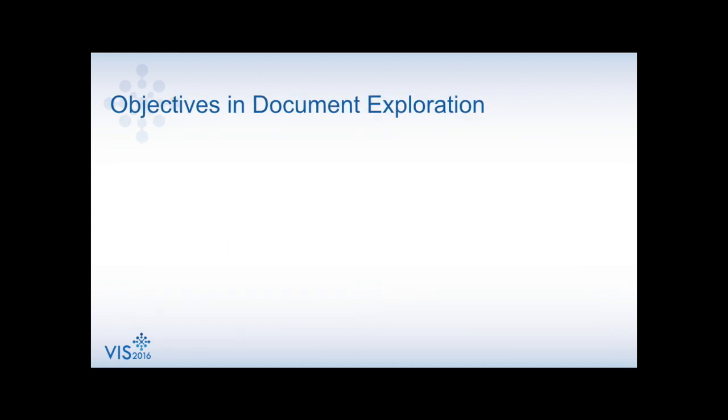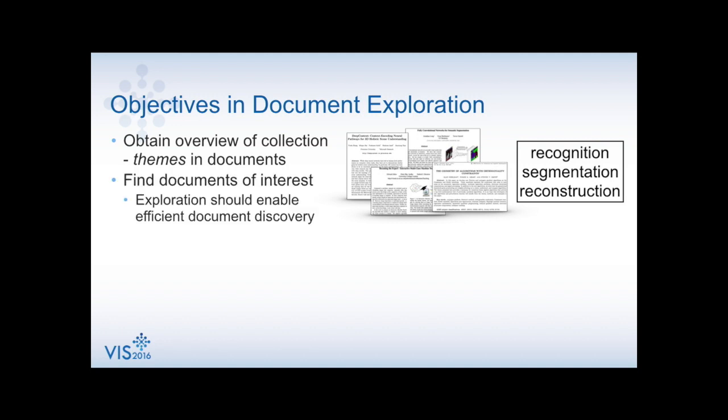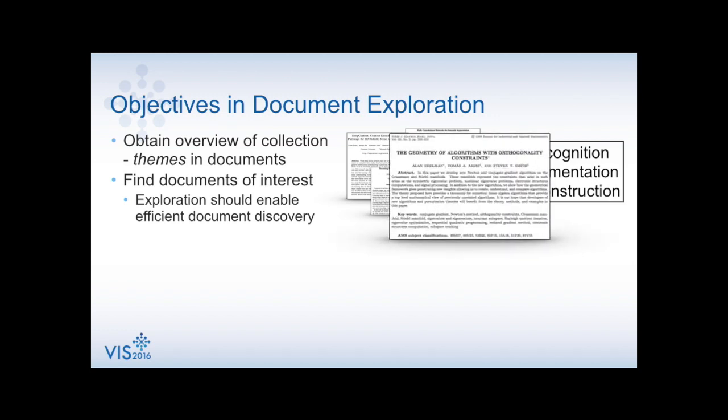So there are several objectives that we'd like to achieve in document exploration. First, we'd like to understand the general themes in documents. For instance, in a corpus of computer vision papers, the types of themes we'd like to see emerge should be object recognition, segmentation, and reconstruction. Secondly, we'd also like the user to discover documents of interest. This is something that the exploration should enable. And last, we'd like to have an effective means of comparing documents. For instance, what makes certain documents similar, what makes them different, and why.